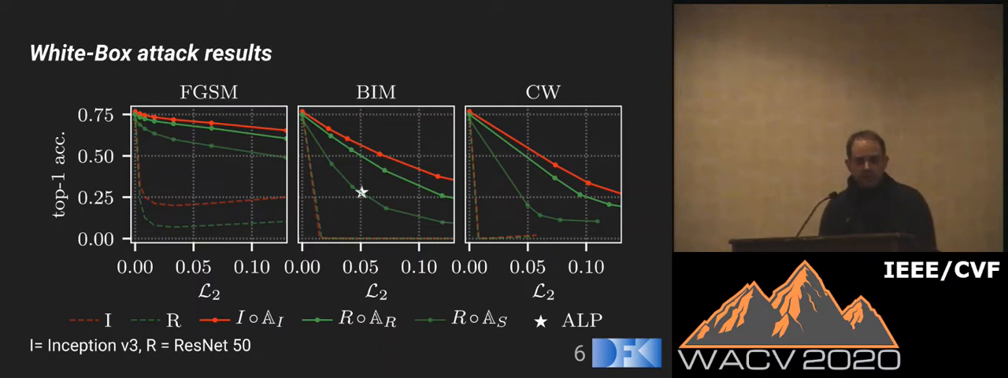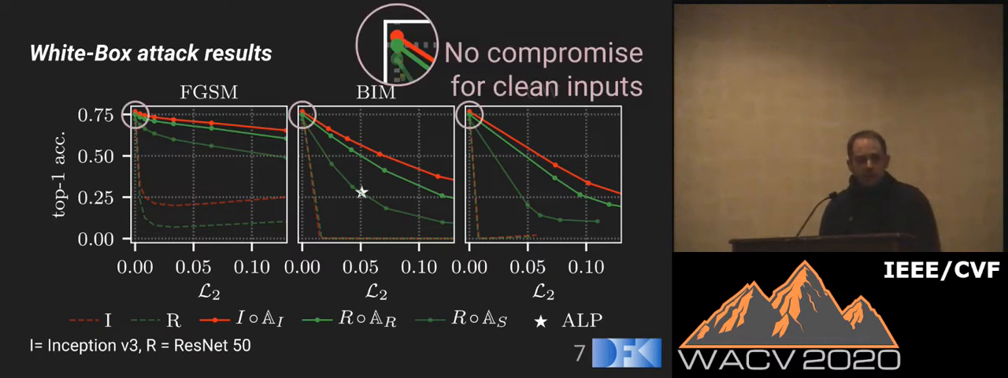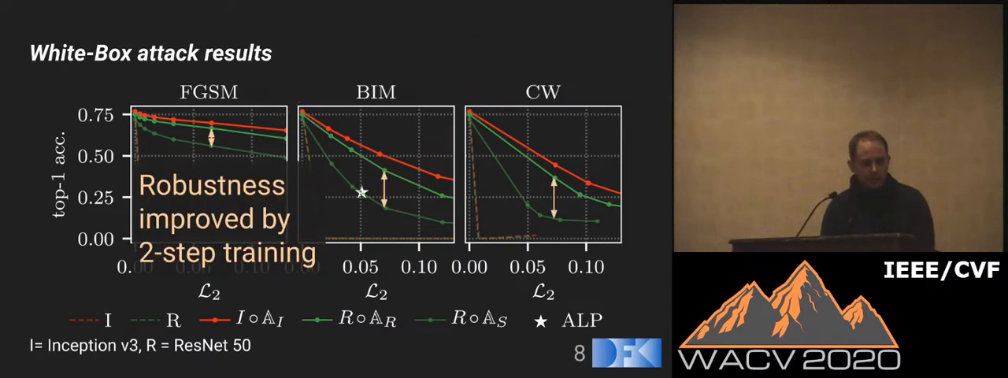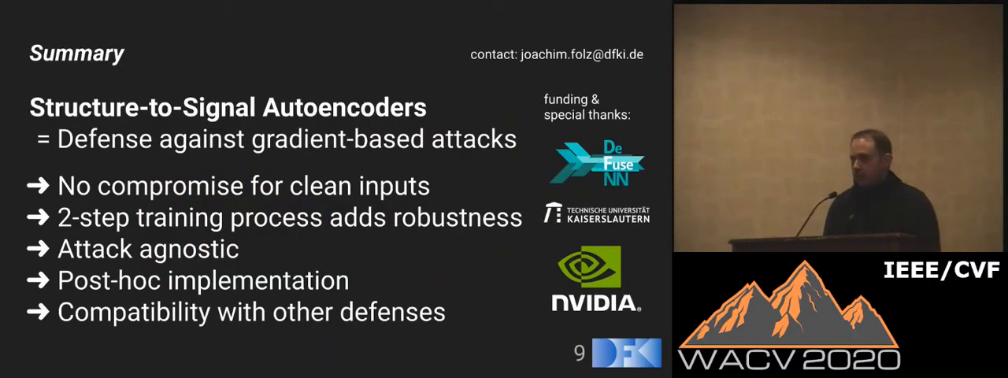This is then also reflected in the accuracy we get when we attack these networks. We use FGSM, BIM, and Carlini-Wagner attacks to test their robustness, and we can see there's no compromise to clean input performance. Our two-step training process that I described before improves performance in a way that sometimes even doubles accuracy. What that tells us is that we're not really shattering the gradients in any way, but rather reshaping them in a way to make them semantically less useful for the attacker.